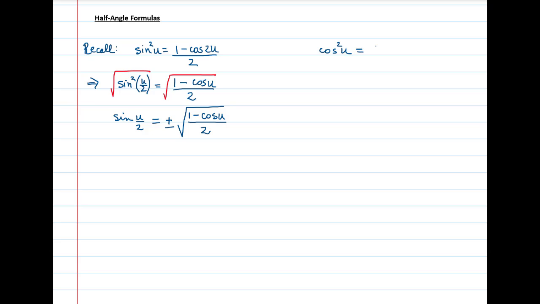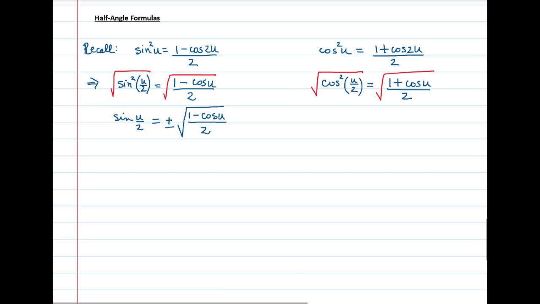Similarly, for cosine squared, we're going to derive the cosine of a half angle from our power reducing formula. It's going to work in the same way as the sine of the half angle, and it looks very similar to it as well. You end up with plus or minus square root of 1 plus, instead of minus, it's plus cosine of u over 2. And there we have our cosine of a half angle.